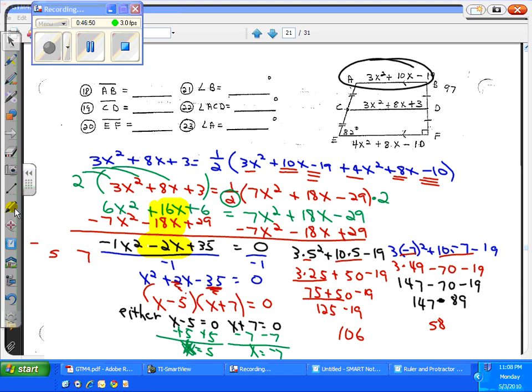Solution there for AB is 106, and you can plug in the 5 and find the others. Another possible solution there was 58. If you plug either one of these two in to find the other sides, if you get a negative in any position, then you have to kick that out for all of them. It could be that there are two scenarios that would work. Okay? All right.